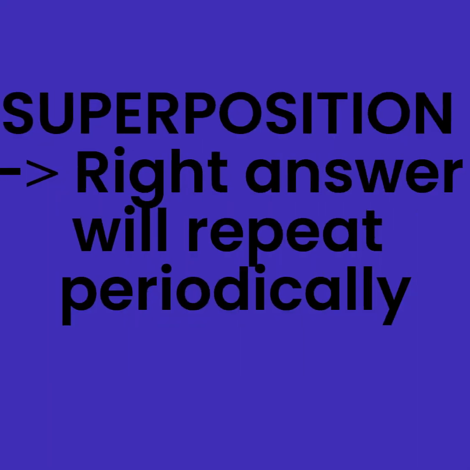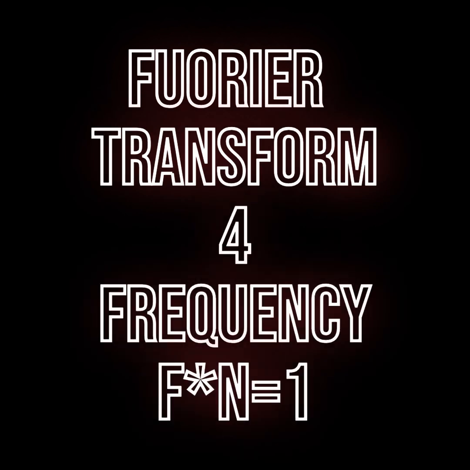Now what should we do? Here's where the magic comes into play. If you have a quantum computer, you'll instantly get the answer. Due to superposition, you're going to get many answers, but the right answer is going to repeat periodically. You can work out its frequency via the Fourier transform, and this frequency equals 1 over n. Also now, we have a superposition of numbers which repeat periodically with a frequency of 1 over n.